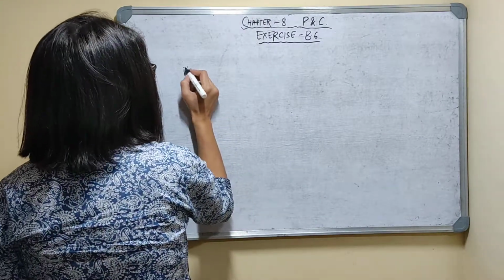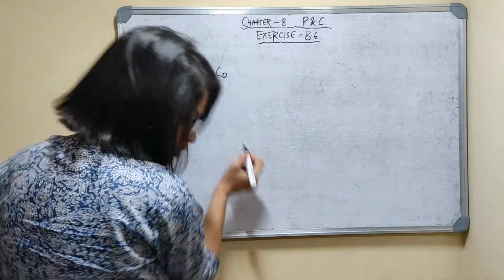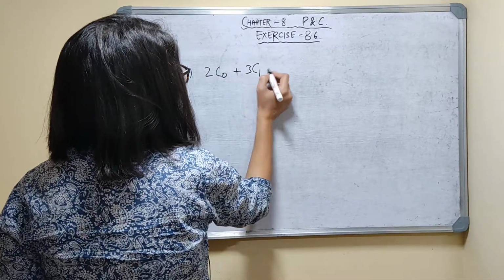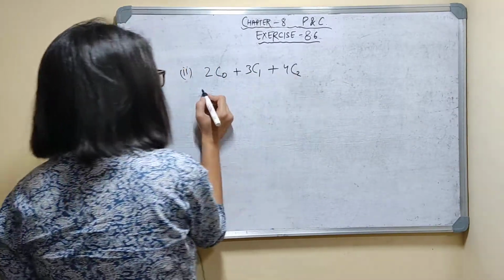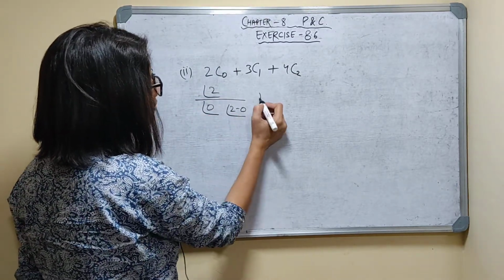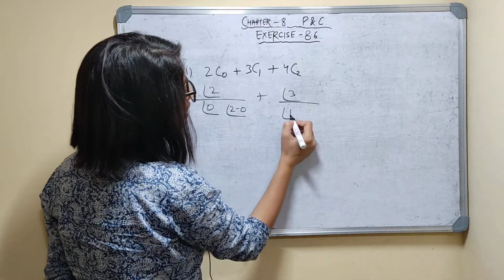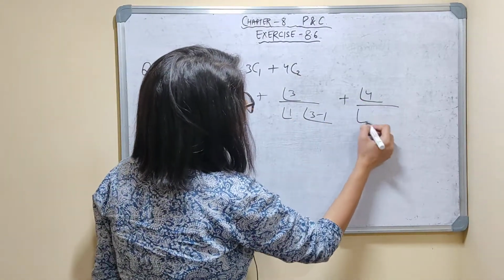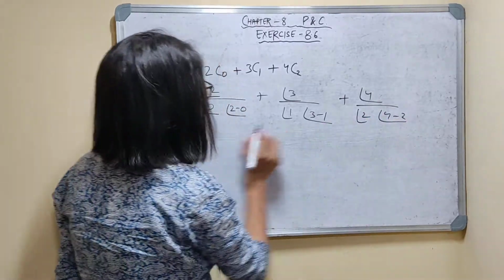Second part you can see: 2C0 plus 3C1 plus 4C2. How will you write? Factorial 2 upon factorial of 0 into factorial of 2 minus 0, plus factorial of 3 upon factorial of 1 into factorial of 3 minus 1, plus factorial of 4 upon factorial of 2 into factorial of 4 minus 2.